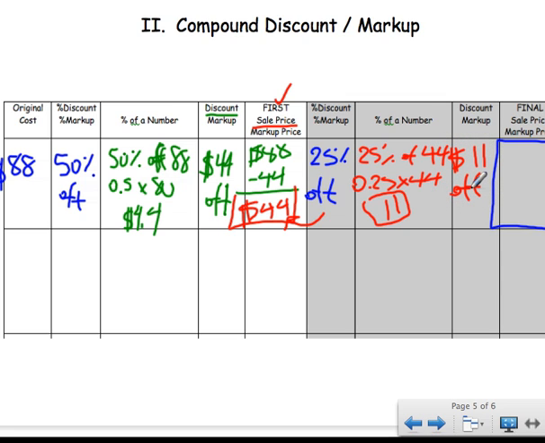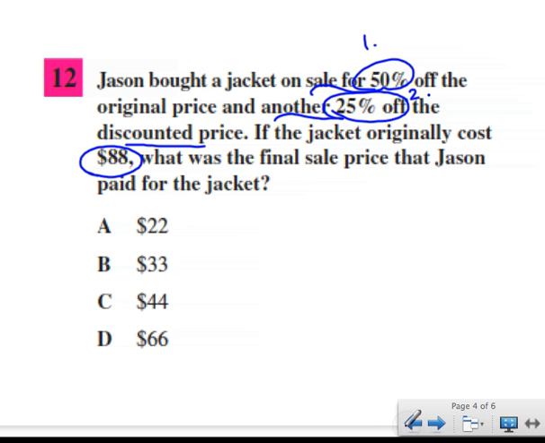But the question is how much this person pays when they're done. If the second discount was $11 off, well, after the first discount it was 44, and we're taking another $11 off. So the final price here would be $33. Again, you see there are two things happening: first, a 50% off, and second, a 25% off of the new price. After both discounts, this comes to $33. So looking back at that CST problem, that would have been option B.